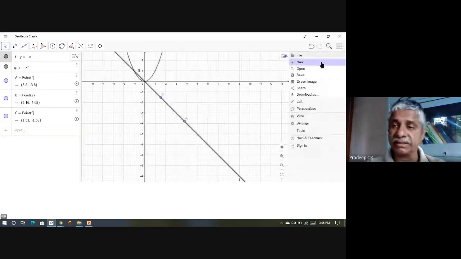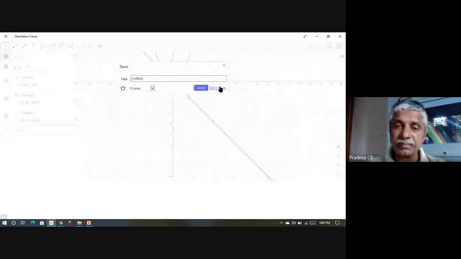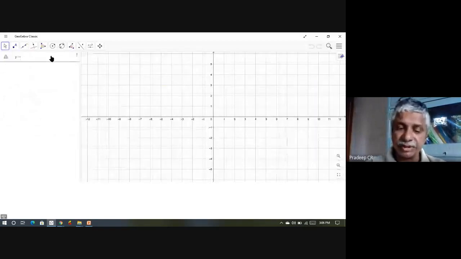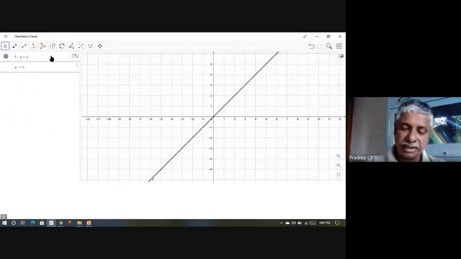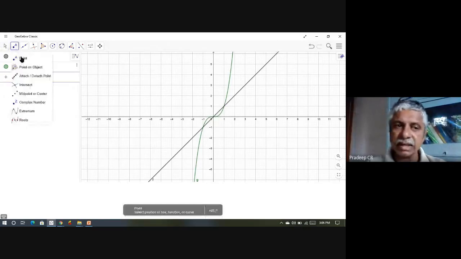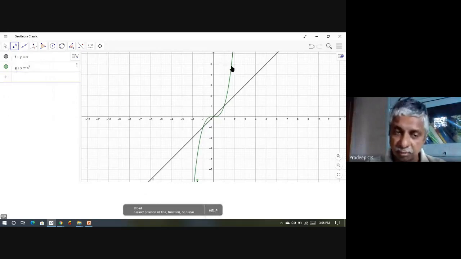So let me start again. These are a few of the functions geometrically plotted, y equal to x, which is a straight line, y equal to x square, which I've already seen. I'll plot one more, y equal to x cube. This is another curve. You can see y equal to x cube looks like this. That means, understand what we are doing here. For different values of x, I have calculated different values of y.